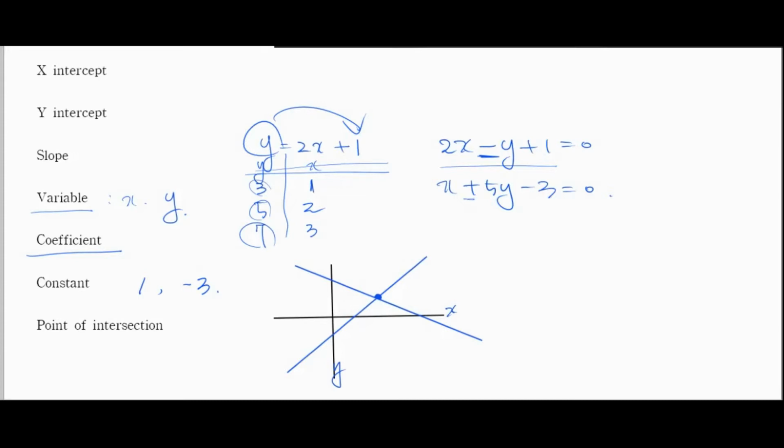Let's just go over it right now. Until now, we learned a few things: the x-intercept, y-intercept, and slope. These were basically used in functions. And three related to numbers: variable, coefficient, and constant. Coefficient is the number in front of the variable, constant is the number that isn't related to the variable, and the point of intersection is the point where the two graphs intersect with each other.